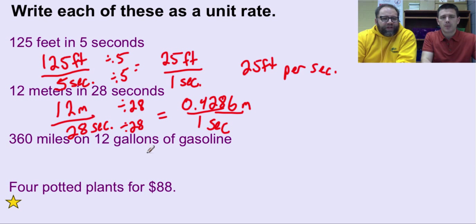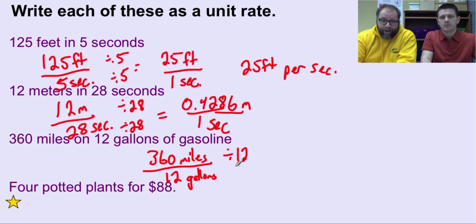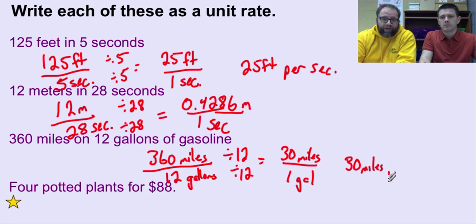So the next one we'll set up, we have 360 miles as our numerator. Then 12 gallons of gasoline as our denominator. Then we're going to divide both by the denominator, 360 divided by 12, 12 gallons divided by 12, which is going to give us 30 miles in our numerator, and a good old 1 gallon in our denominator, which tells us it's the unit rate, so it's 30 miles per gallon. Sorry, I'm slow in my writing there.